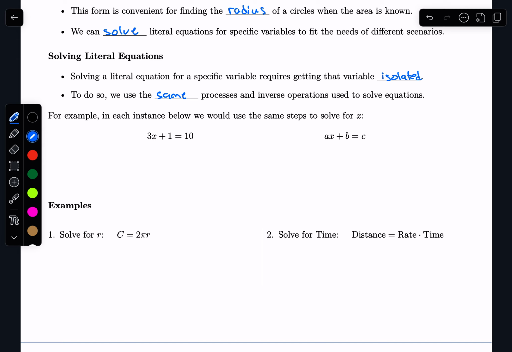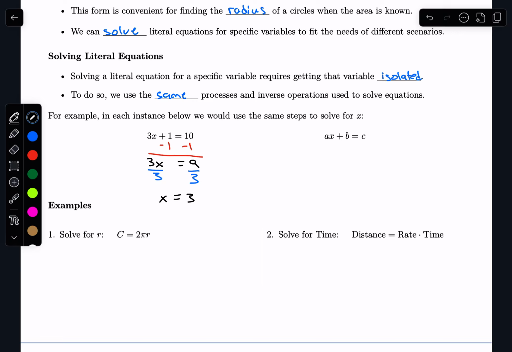So the left one is what we're going to do first. It says 3x plus 1 equals 10. We're going to use inverse operations to get x isolated. So I'm going to subtract 1 from both sides, just like I would for any other two-step equation. Use the additive inverse first to get 3x equals 9. And then I'm going to divide both sides by 3 to be left with x is equal to 3. Not too bad at all.